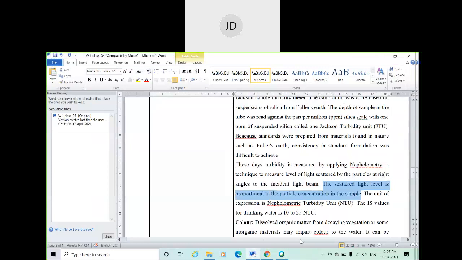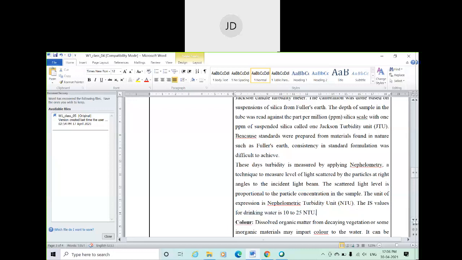That means light is directly concentrated on a water sample. The light source comes onto the water sample, which is in a testing tube. The light is scattered from the water sample, and that scattering is because of the presence of suspended solids in the water. And the range of turbidity for drinking water is from 10 to 25 NTU. So you have to know this.